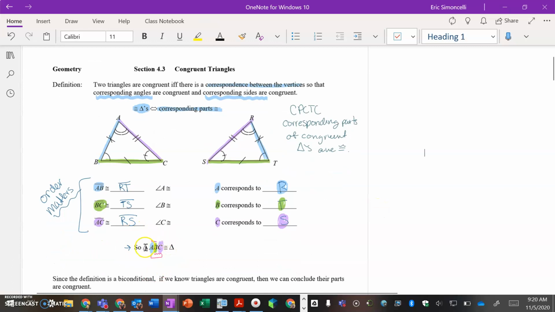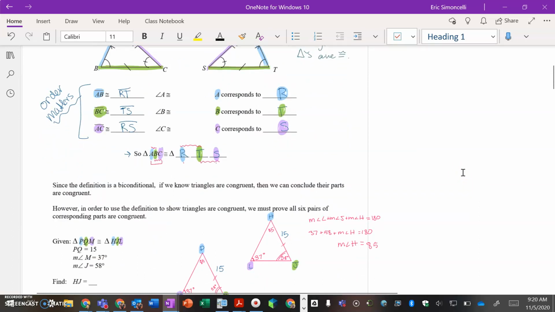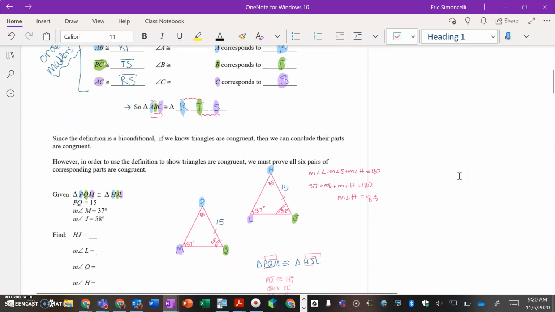So our conclusion should end up looking something like what? Triangle ABC is congruent to triangle RTS. Okay, so A and R, B and T, C and S are color-coded and correspond as we saw in the last portion. Therefore, your triangles must be represented as congruent in that order. Since the definition is a biconditional, if we know triangles are congruent, then we can conclude their parts are congruent.